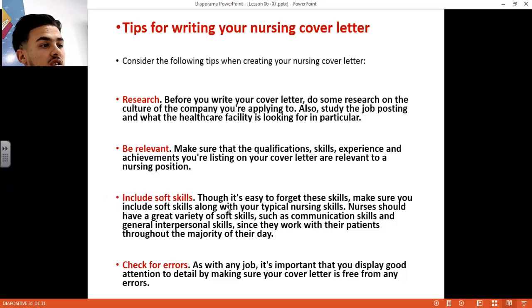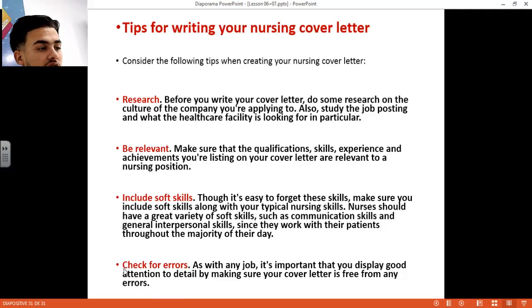Include soft skills. It's easy to forget these skills. Make sure you include soft skills. Along with your typical nursing skills, nurses should have a great variety of soft skills, such as communication skills and general interpersonal skills, since they work with their patients throughout the majority of their day. So the nurse here should be a very good communicator to talk with his patients.